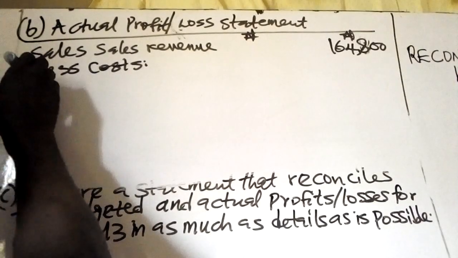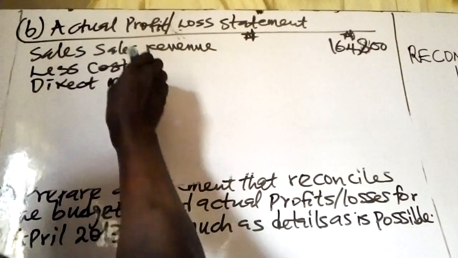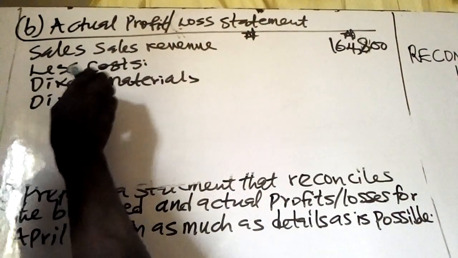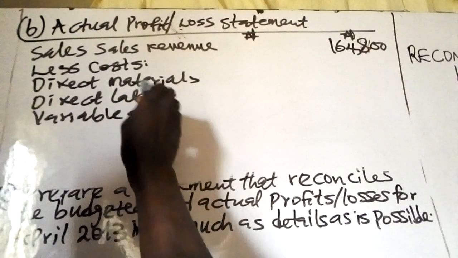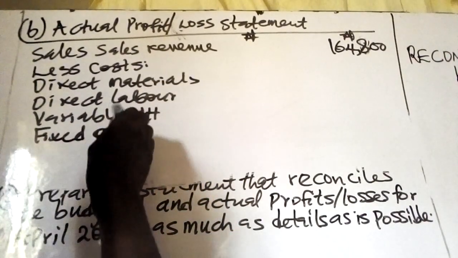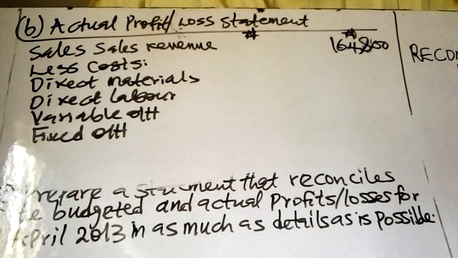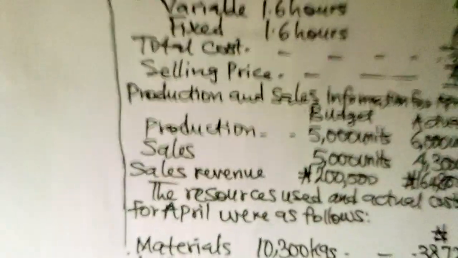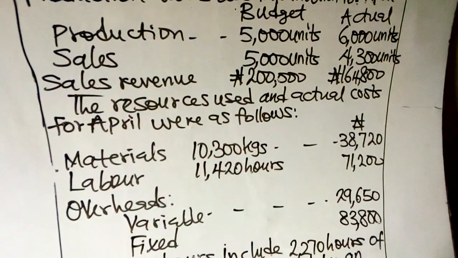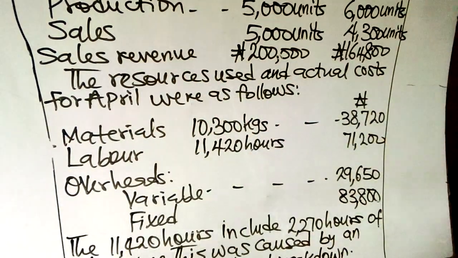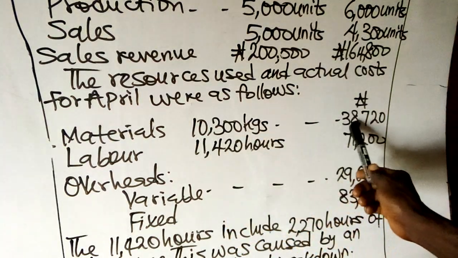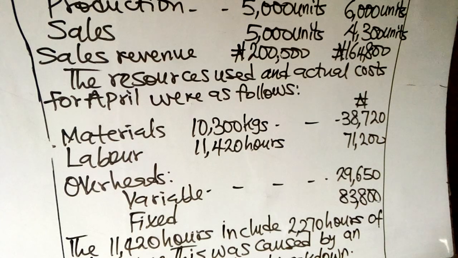The actual cost for the period, which include direct materials, direct labor, variable overheads, then fixed overheads. You were told the resources used and actual cost for April were as follows. These are the actual cost details. Material is 38,720. Labor is 71,200. Variable overheads is 29,650. Fixed overheads is 83,800. These are the actual cost.